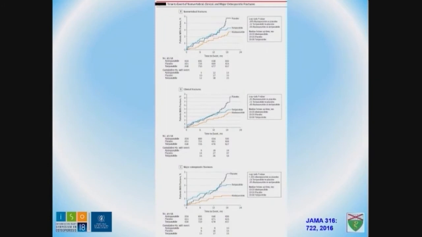And that translates into better clinical outcomes in terms of non-vertebral fracture risk. This is a more rapid, more robust reduction in non-vertebral fracture, in clinical fracture, and major osteoporotic fracture. So that more robust anabolic response seems to translate into, at least in the initial 24 months, a more robust reduction in fracture risk.